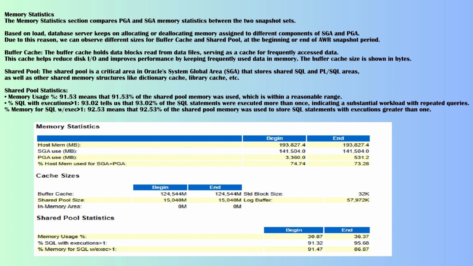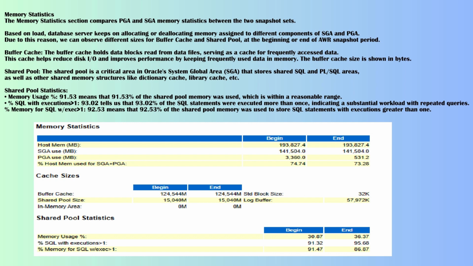Includes information about the memory usage of the Oracle instance. This might include details about memory allocated to the shared pool, buffer cache, and other memory structures. Based on load, the database server keeps on allocating or deallocating memory assigned to different components of SGA and PGA. Due to this reason, we can observe different sizes for buffer cache and shared pool at the beginning or end of the AWR snapshot period.